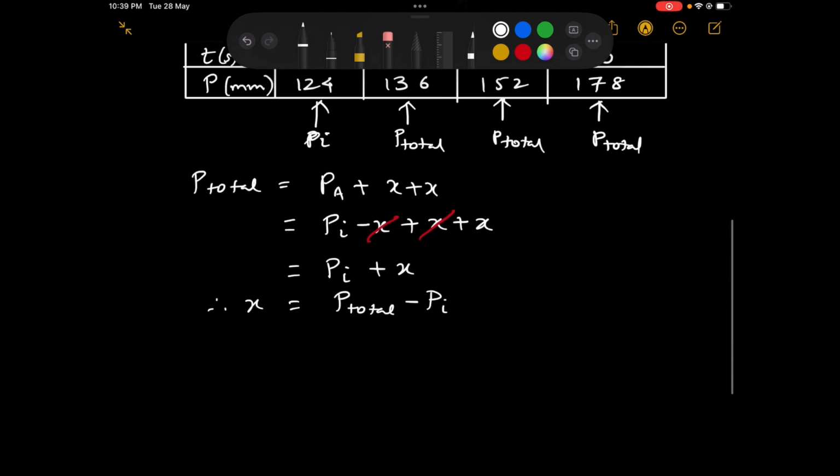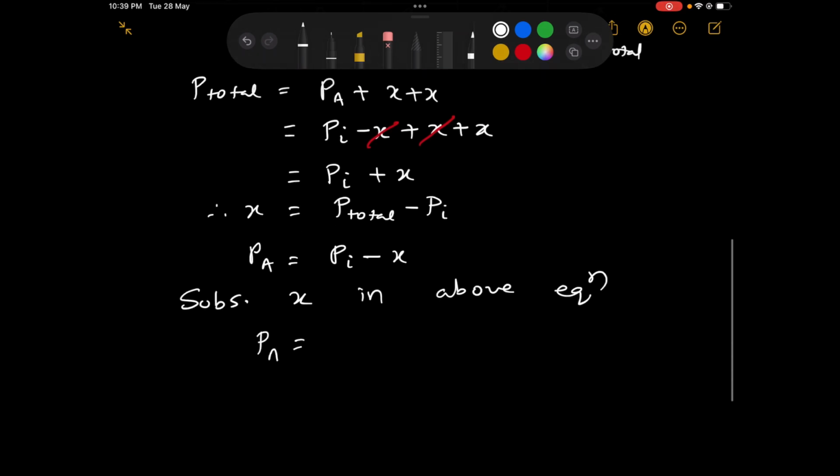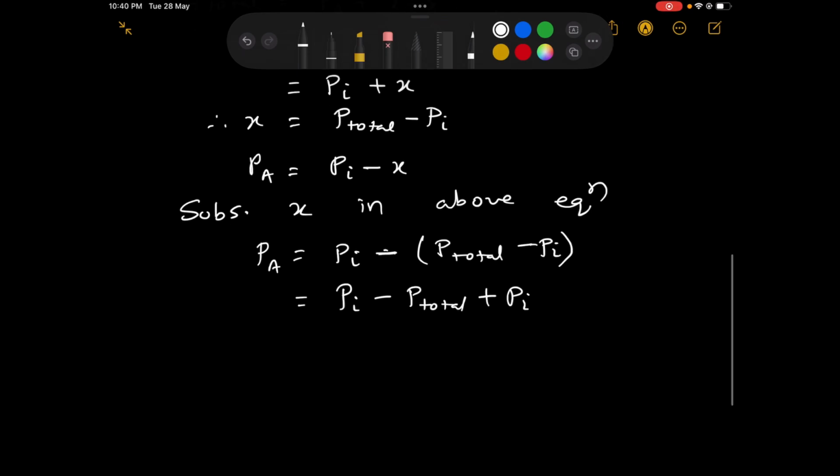Now let's substitute this in Pa. What was Pa? Pa is equal to Pi minus X. Substituting X in the above equation, what are we going to get? Pa equals Pi minus, instead of X, now I will write P total minus Pi. Open the bracket. Pi minus P total, minus of minus becomes plus Pi. So now I have Pa equals 2Pi minus P total.